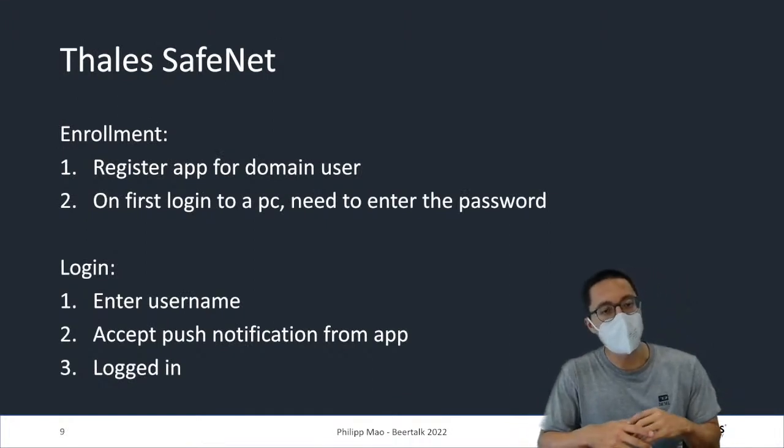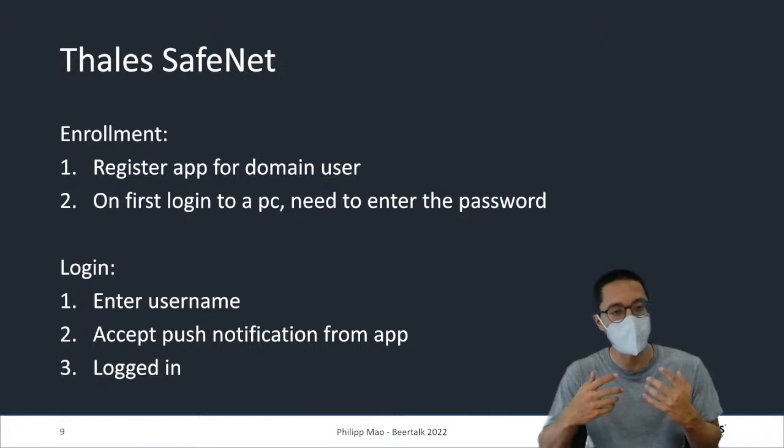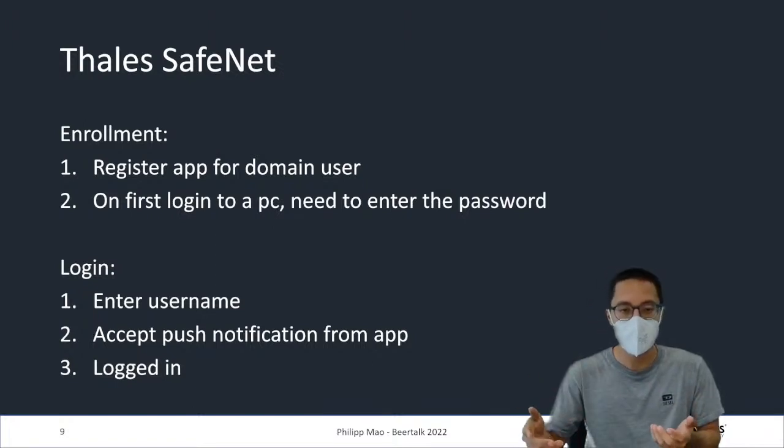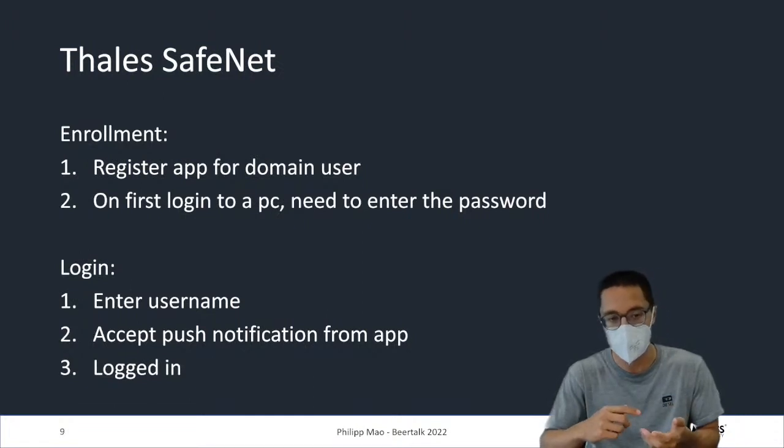So first up is Thales SafeNet. The way it works is the user has to install the SafeNet app, scans a QR code that he gets from the company, and then that user is basically enrolled. Now, if that user wants to log into a computer with SafeNet, the user goes up to the computer, enters his username, then that user gets a notification on the phone saying you want to log into this computer with SafeNet, yes or no. The user pushes yes.